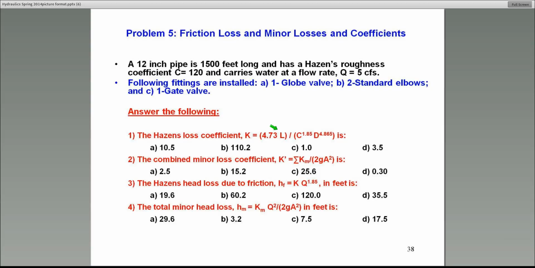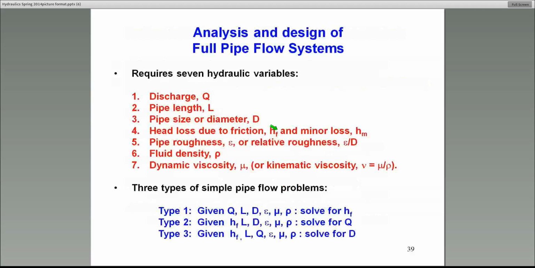So anyway, we'll move on because I've got some other stuff to show you here. In this case, the K will come out to be 1.0. Okay, you can go home and work it out.